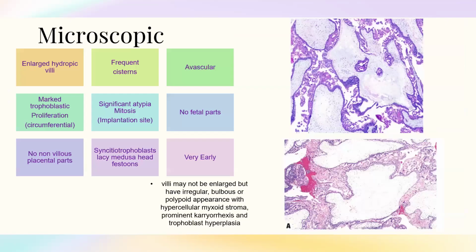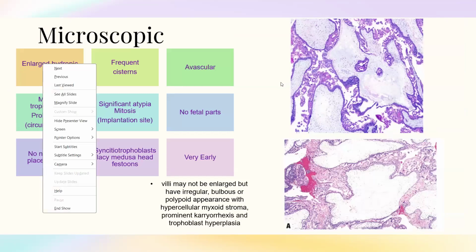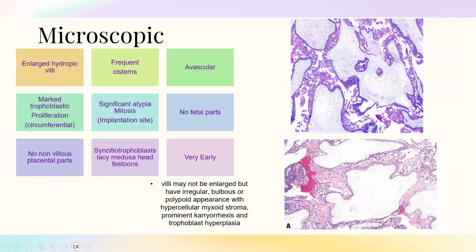Thank you, Dr. Naveen. Okay, so microscopically, what are we supposed to see? We're supposed to see villi that are hydropically enlarged, full of water, with frequent cisterns. If there is any pathologist attending with us, cisterns is this pale area in the middle. Those are supposed to be avascular, without any blood vessels, because there is no fetal differentiation. We have circumferential trophoblastic proliferation. That's proliferation of the trophoblasts.